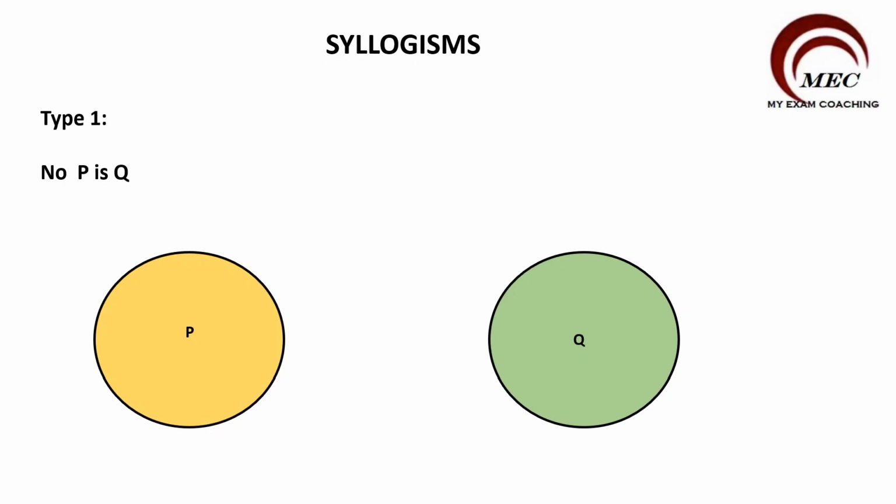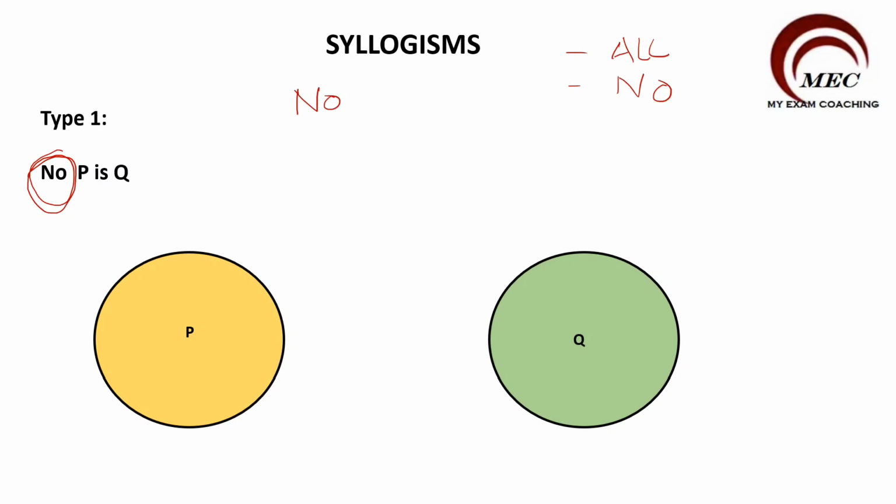Next type is no P is Q. The word used is no. So no is very, very important. The first word we have seen is all, now what we are seeing is no. No P is Q. That means P is not related to Q. P is different, Q is different.